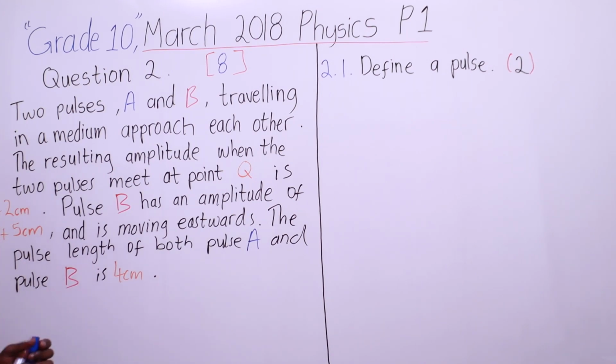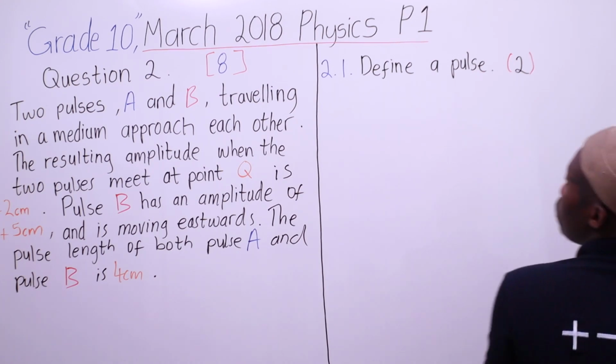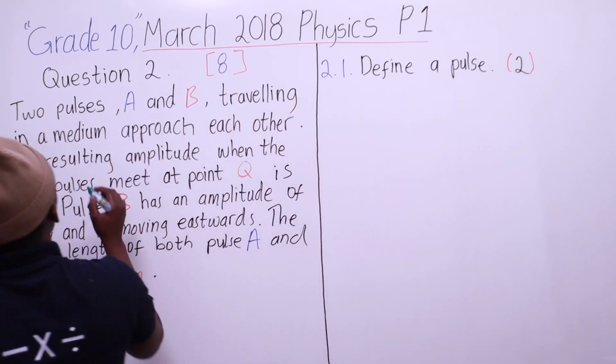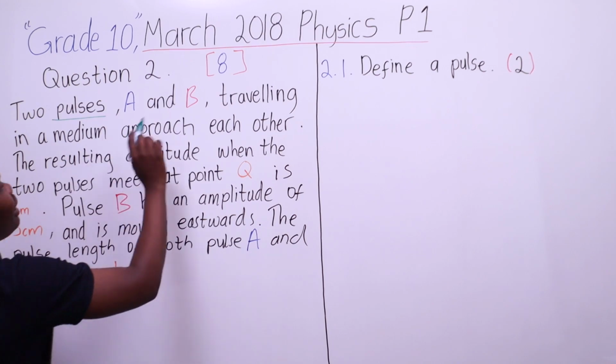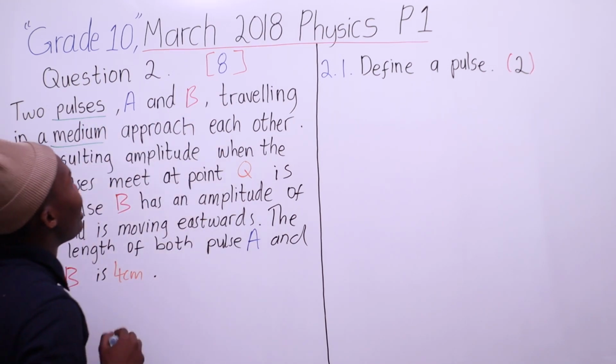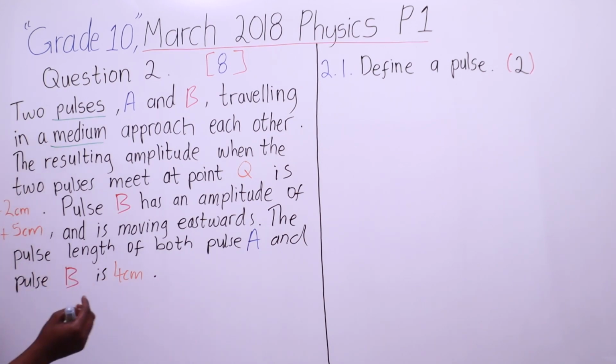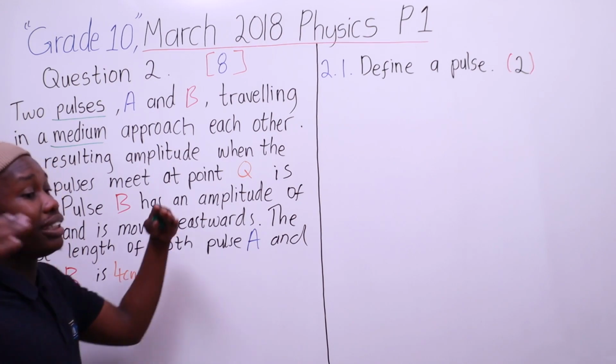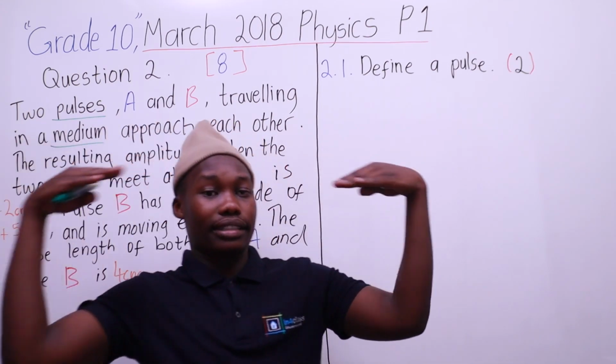Let's try now. So 2 pulses. The words we define, we underline. So 2 pulses A and B traveling in a medium approach each other. So the two pulses A and B are travelling in a medium. Approach each other, which means they come and will meet.